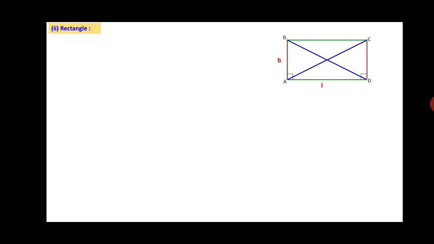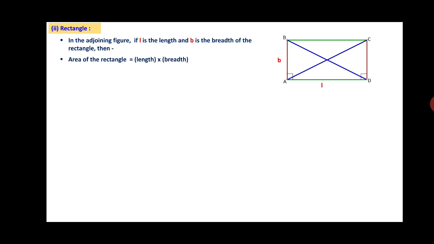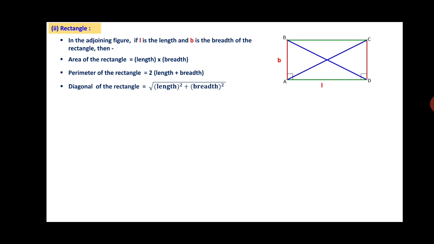Next, rectangle. You can see in the adjoining figure a rectangle with breadth B and length L. Then area of the rectangle is equal to length into breadth. Perimeter of the rectangle is equal to 2 into bracket length plus breadth. And diagonal of the rectangle is equal to under root length square plus breadth square.